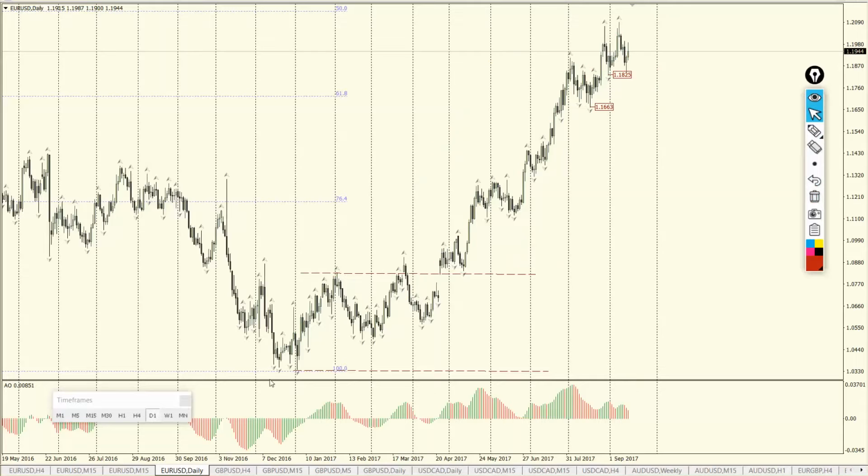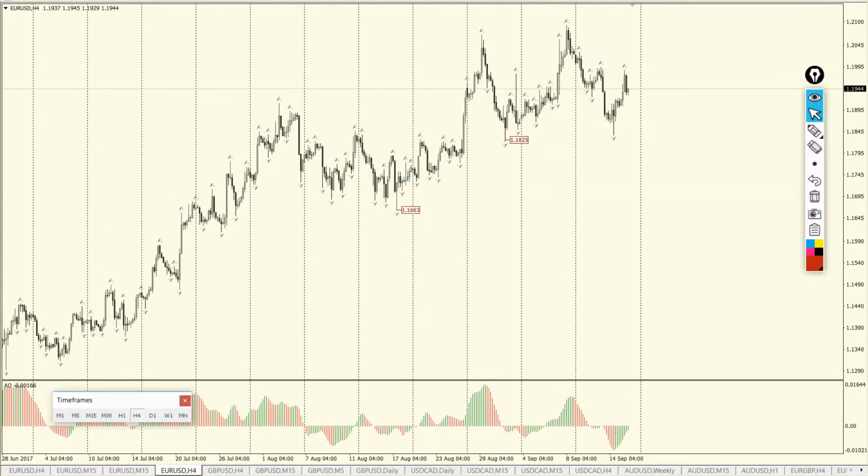For me, the D1 level is a bit too high. I use H4 because I trade intraday. If you remember my last review, I talked about this pivot here. As you can see, it is still not broken, so I'm still looking up with this pair.